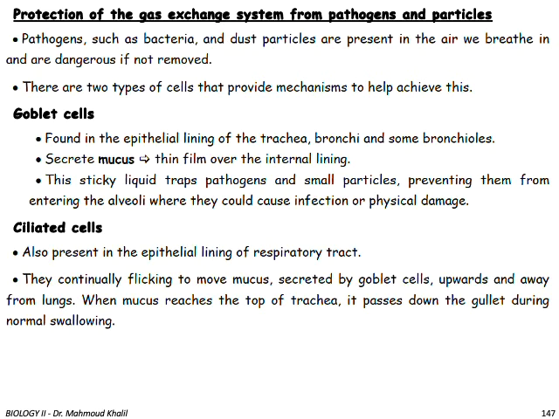The second type of cells is the ciliated cells, also present in the epithelial lining of the respiratory tract. They continually flick to move the mucus secreted by the goblet cells, continuously upward and away from the lung. That's why we cough. We cough so that the cilia beat up the mucus, collecting the substances or dust, trying to expel them out of the respiratory system. When mucus reaches the top of the trachea, it passes down the gullet during normal swallowing.